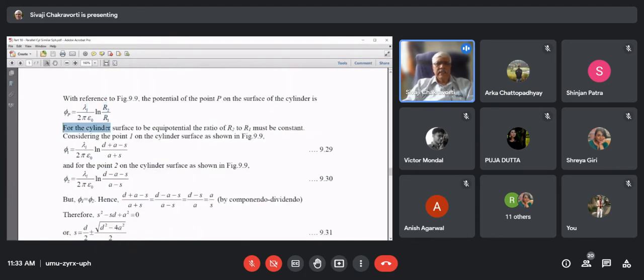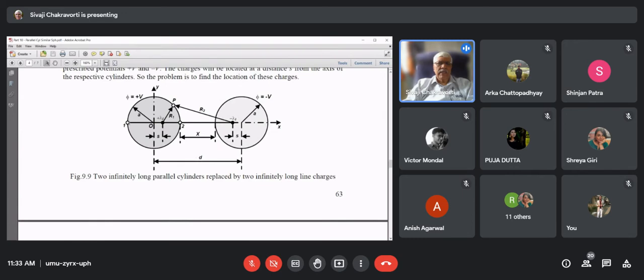Now, for the cylinder surface to be equipotential, because it's a conductor, as per this equation, if this has to be an equipotential, then you can clearly see that this ratio R2 by R1 has to be constant. Otherwise, phi p will not be equipotential. So what we are saying is that we are again approaching in the same way. I am considering 2 points on the positive cylinder, 1 and 2, lying on the straight line joining the two axes.